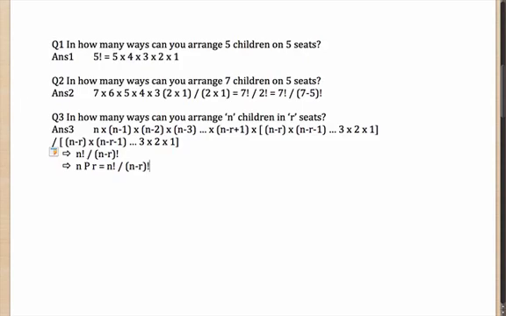So once again, when can you use nPr? When can you use this particular formula? This formula can be used when you have to select r items from n distinct items and arrange them. See here, you were arranging the children on the seats. Isn't that so? Whenever from n things you have to select and arrange r things, you will use nPr, or the formula n factorial by (n minus r) factorial.